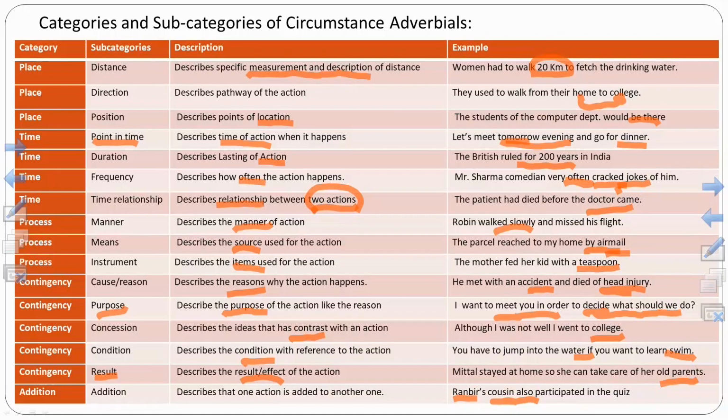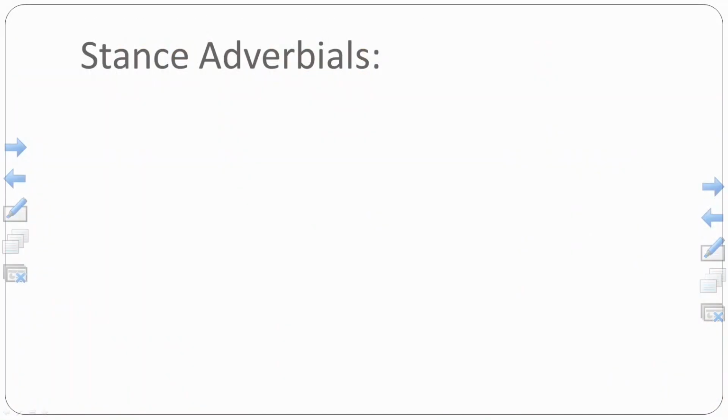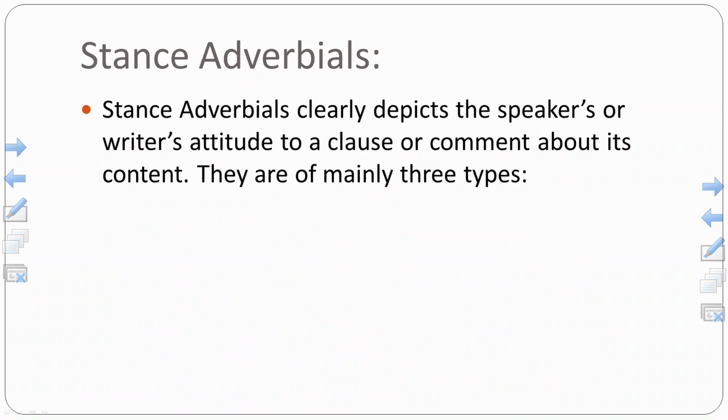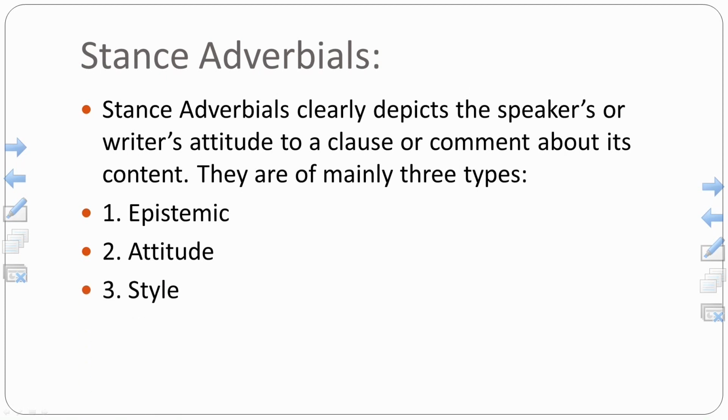Now let's look at the stance adverbials. After circumstance adverbials we are going to stance adverbials. The stance adverbials clearly depict the speaker's or writer's attitude to a clause or comment about its content. They are of mainly three types: the very first is epistemic, the second is attitude, and the third is style.